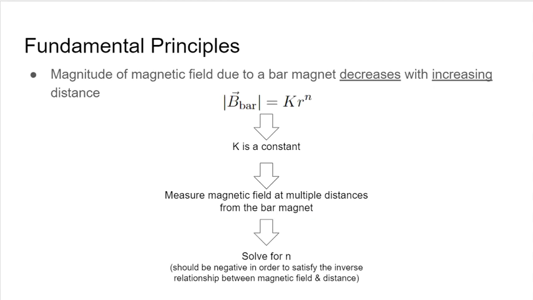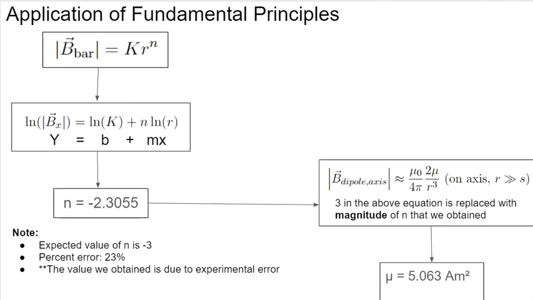And then for our fundamental principles, we know that the magnitude of the magnetic field due to a bar magnet decreases with increasing distance. And so we used this equation, and we know that K is a constant for our experiment, and then we measured the magnetic field at multiple distances from the bar magnet, and then we were able to solve for N, which should be negative in order to satisfy the inverse relationship between the magnetic field and the distance.